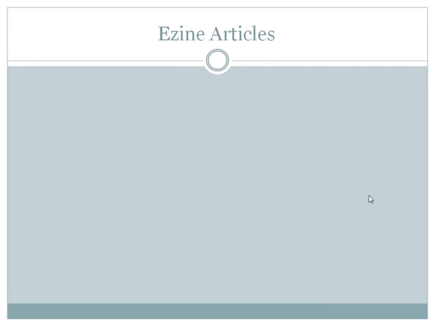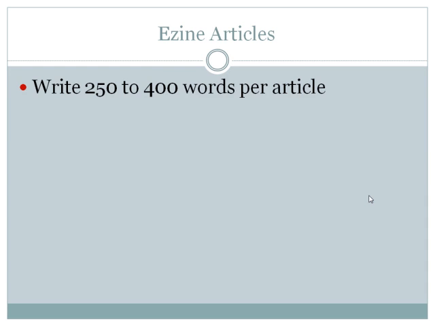eZine Articles is really easy to work with. They have video and text tutorials to walk you through every step of the process. Each article needs to be between 250 and 400 words. And you can submit your first 10 articles to them for free. Creating articles is a fabulous way to generate traffic for yourself. Vicki and I have articles that are constantly being picked up every week by different companies.